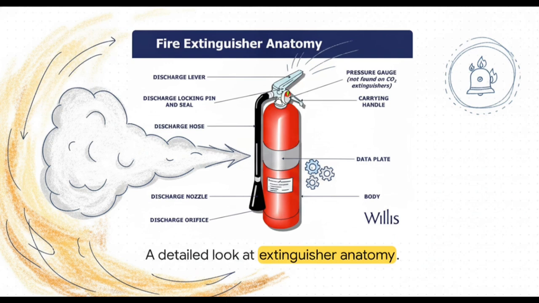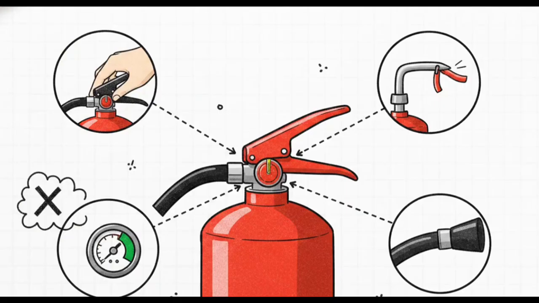Check out the sturdy body. That acts as the main storage tank, holding everything inside under intense pressure. Up top, you have the carrying handle for rapid balanced transport. And then there's the discharge hose, which routes the extinguishing agent straight down to the nozzle, ending in a specific discharge orifice. Every single one of these components is designed for maximum reliability, because in an emergency, failure is simply not an option. Zooming in on the mechanics here, understanding these specific parts is literally life-saving knowledge.